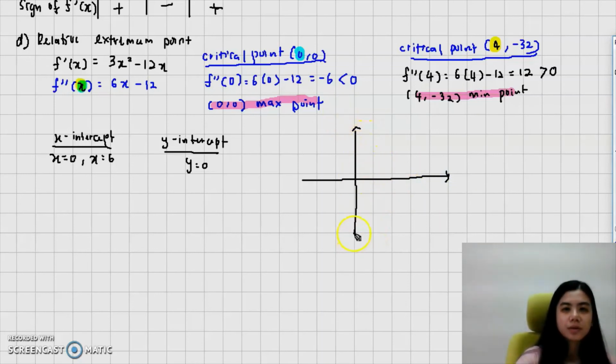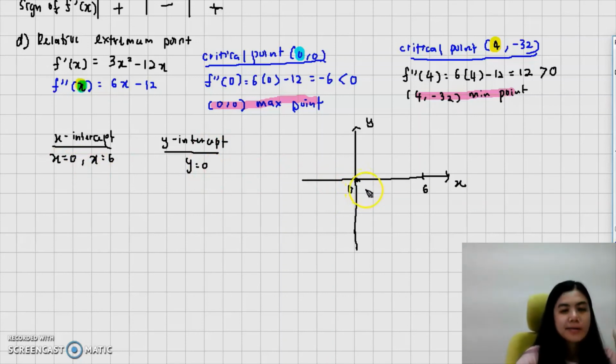So we have here y and x. If you look at the values of the x-intercepts, the first x-intercept that we have here is actually 0, that is here. The other x-intercept that we have here is 6. So we have a 0 and a 6 for the x-intercepts. And then the y-intercept will be y equal to 0, which is still here.